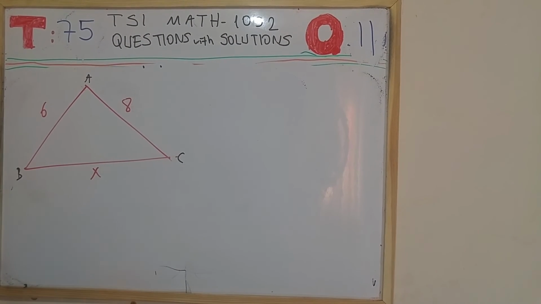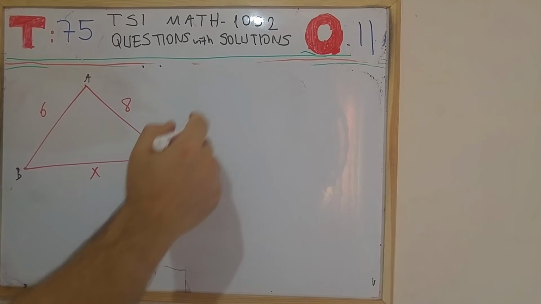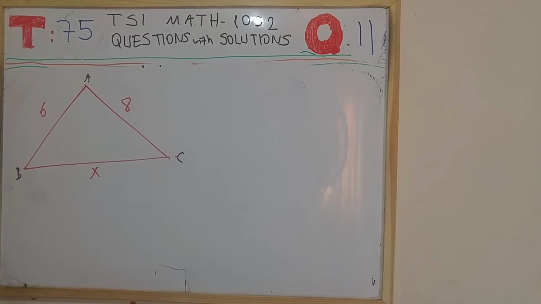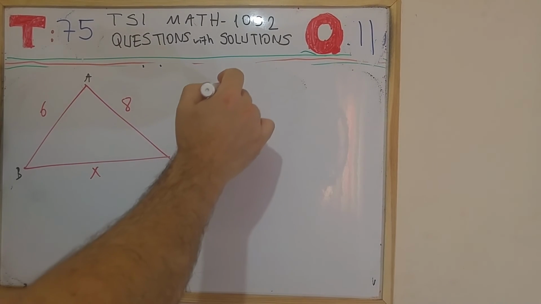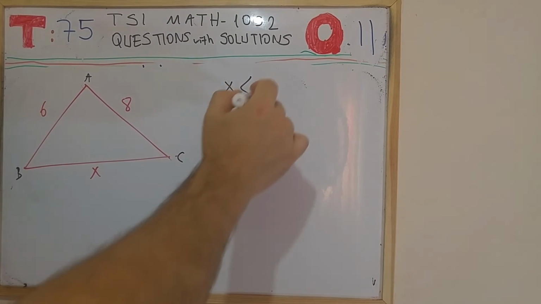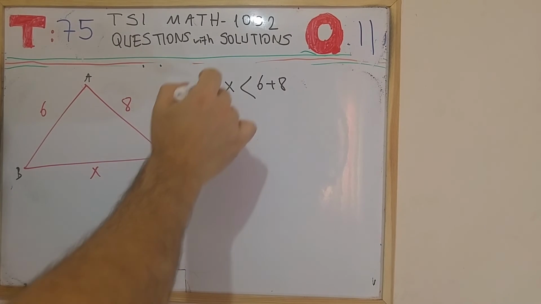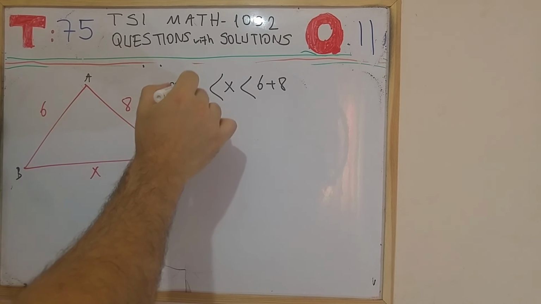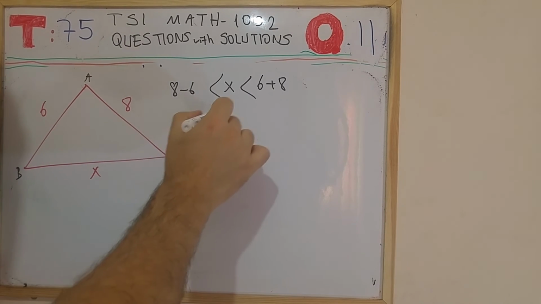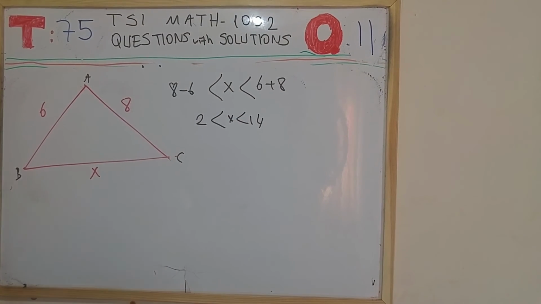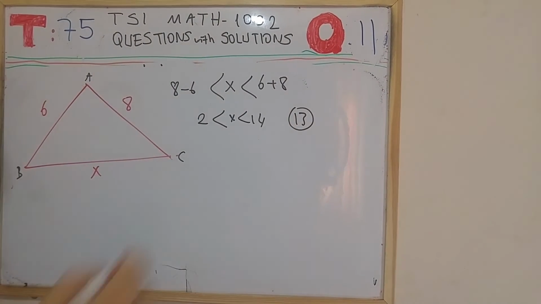For any given triangle, one side cannot be less than the difference of the other two sides, and it cannot be greater than the sum of two sides. Therefore, x cannot be greater than the sum of these two sides, and it cannot be less than the difference of these two sides. Therefore, x must be something between 2 and 14. When we look at the choices, we only have 13 that matches this criteria.